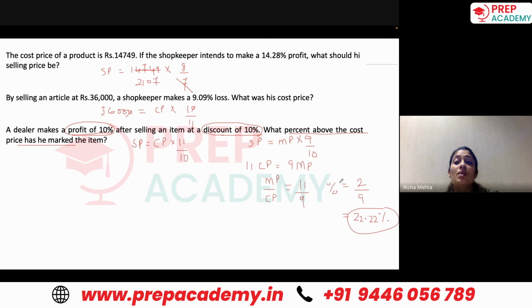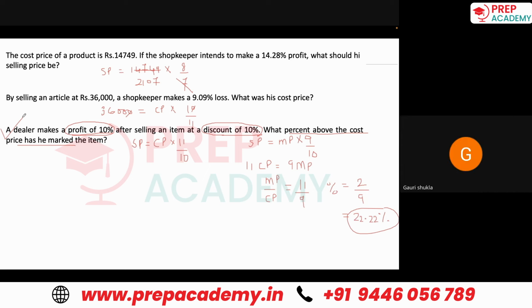What percentage above the cost price has he marked the item is nothing but the markup percentage that they are looking for. The markup percentage is the markup amount upon the cost price into 100. And markup amount is nothing but the difference between the marked price and the cost price. Clear? Everyone sure? Again, this is an important type of question, so I want everybody to be 100% sure about it. Clear, ma'am. Yes, ma'am.